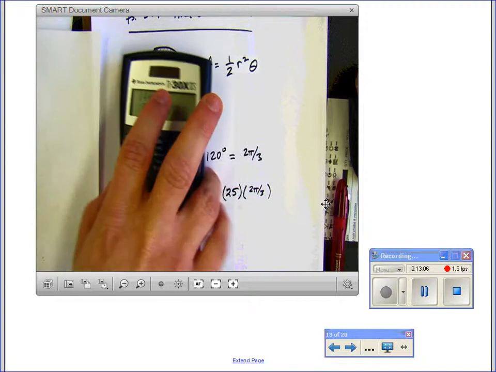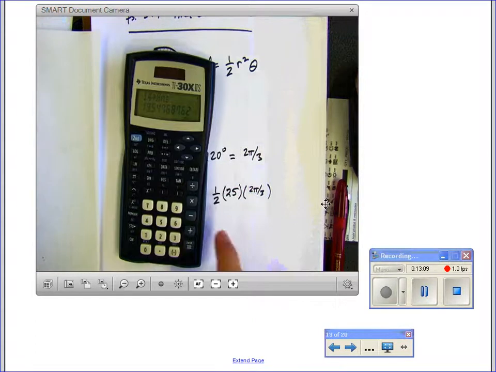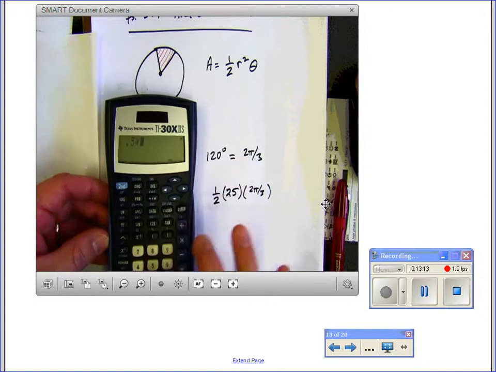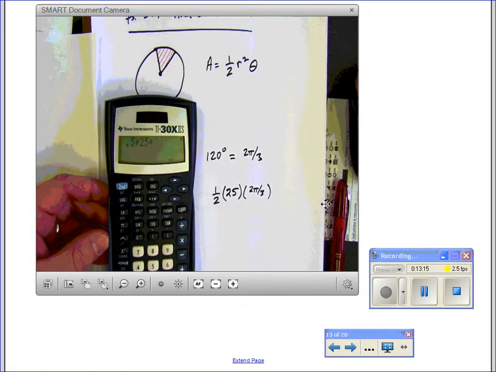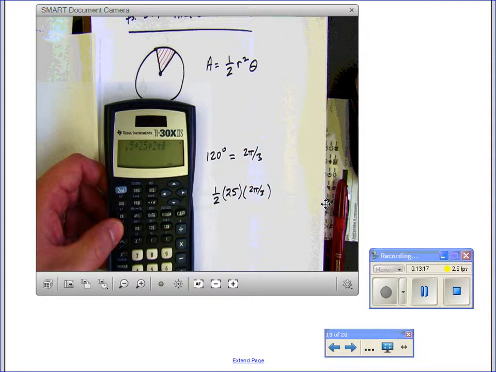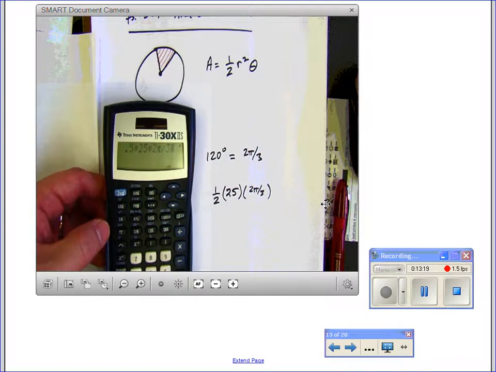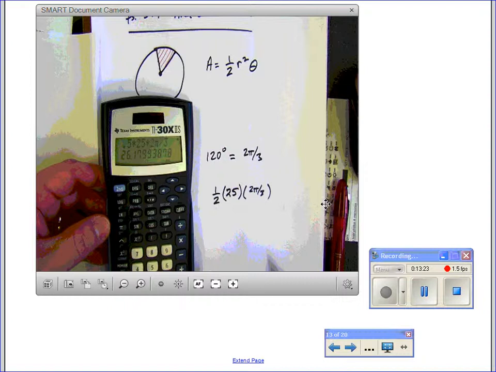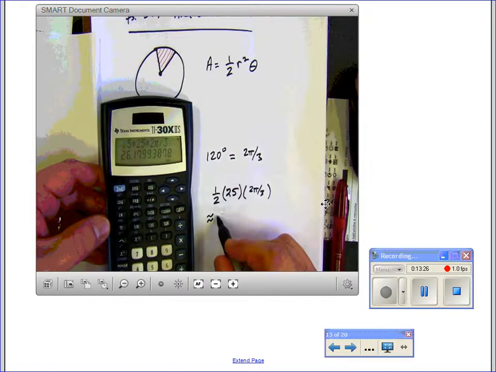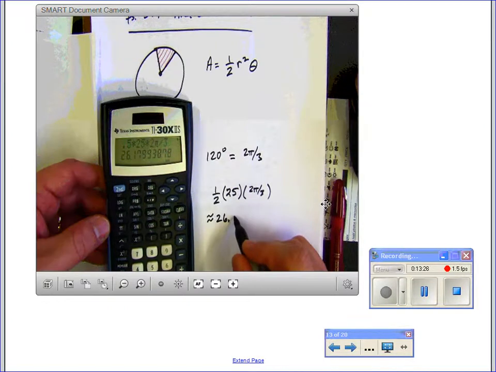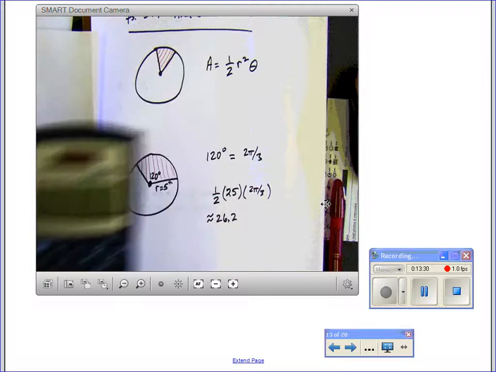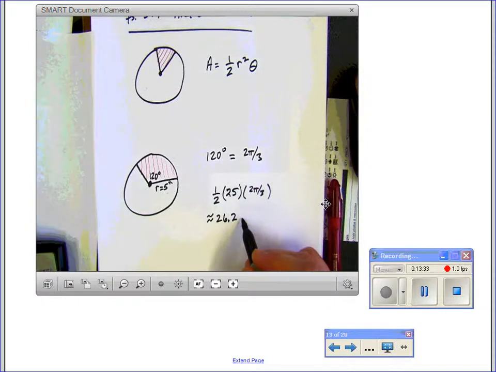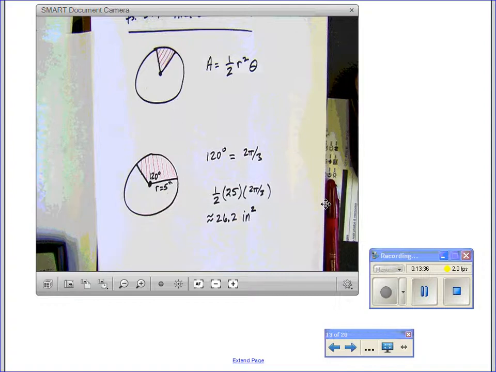Okay. Now let's punch all this in. So 1/2 we can just do 0.5 times 25 times 2 pi over 3. Just use a division symbol for 2 pi over 3. So this is going to give me, let's just go to one decimal place, 26.2 inches squared. Okay, why squared? Because it's area.